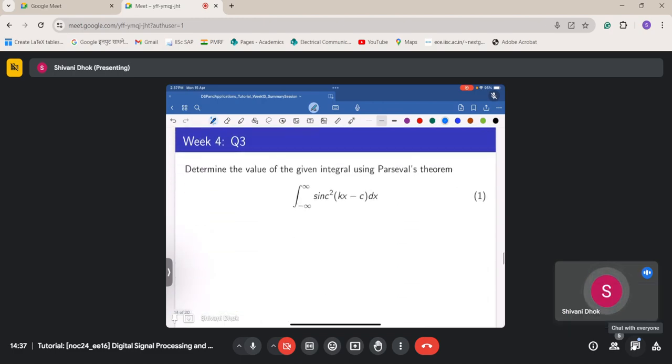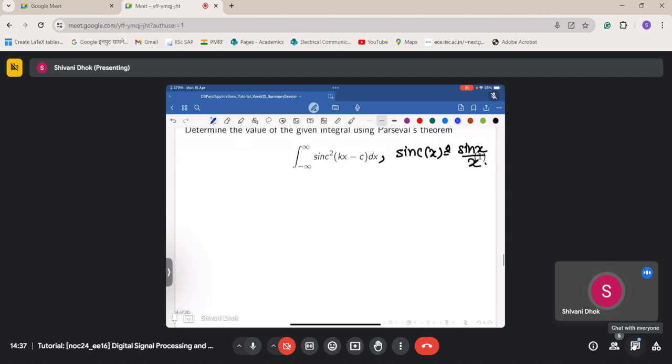This question is quite interesting, and I'm glad that you asked. It is an important thing, a good application of Parseval's theorem. And I forgot to mention here that this sinc of x is defined as sin x upon x. Okay. So now just consider this thing here. The integral that is given to us is integral minus infinity to infinity sinc square kx minus c dx.